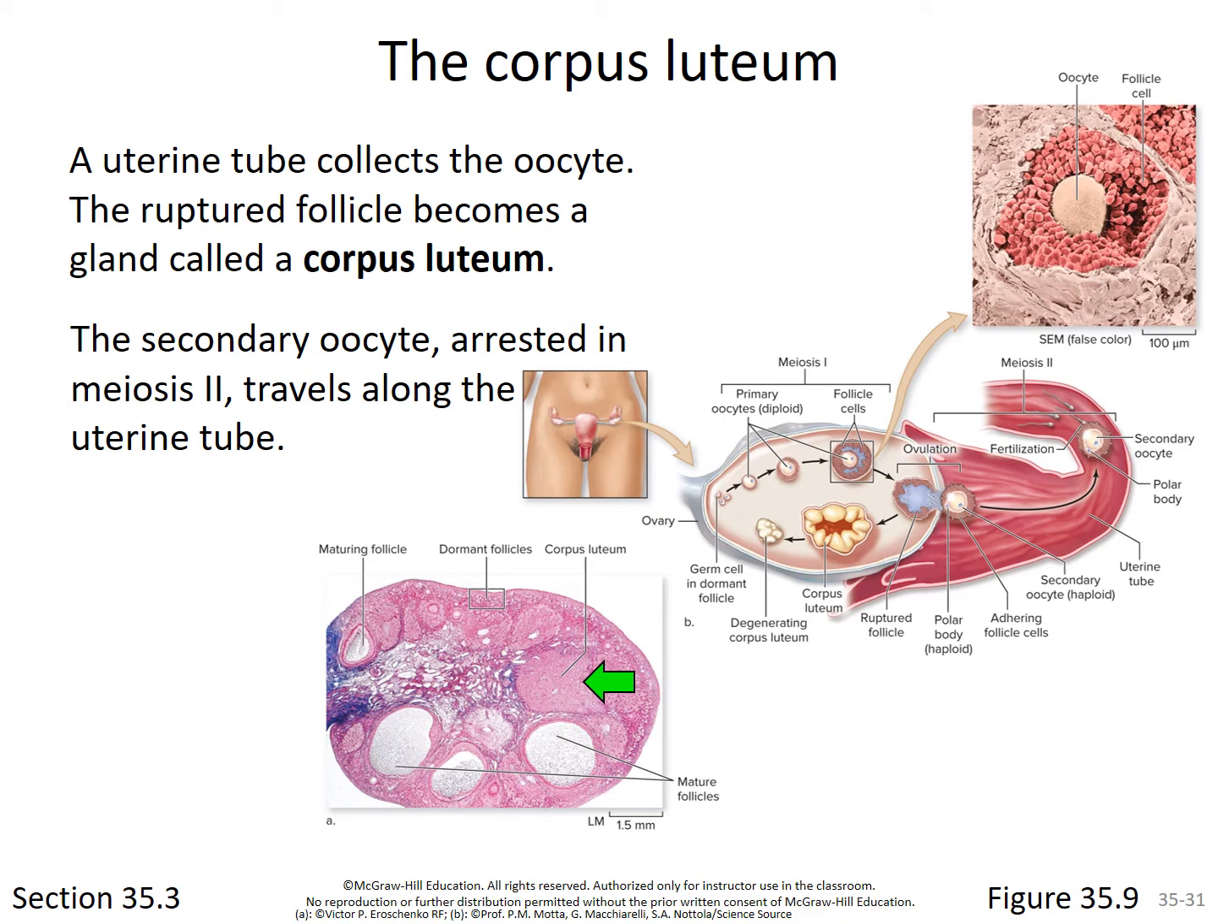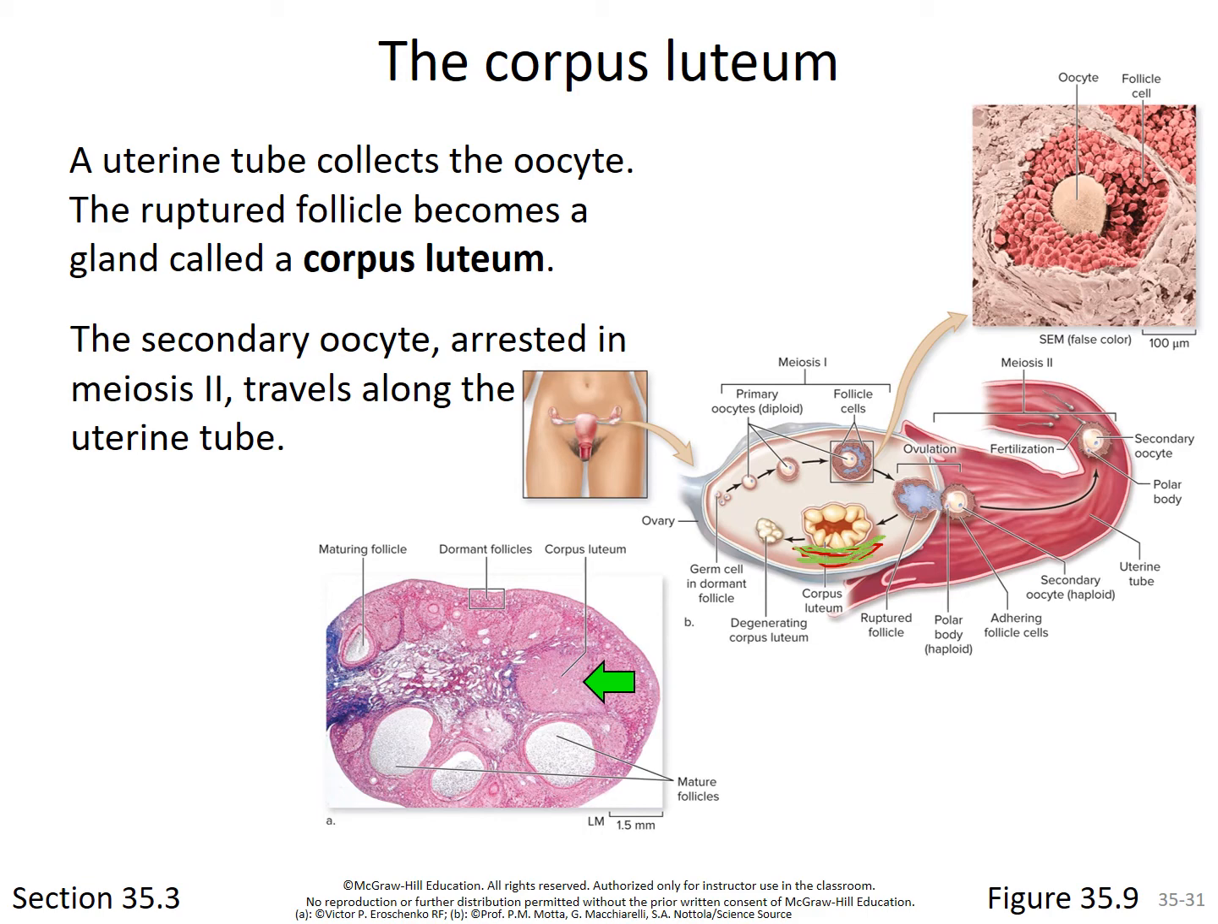So after the uterine tubes collect the oocyte, the follicle that the oocyte came out of becomes what's called the corpus luteum. And so the corpus luteum is actually located right here. So you can see the green O's that are pointing to it. And it's also located right here.